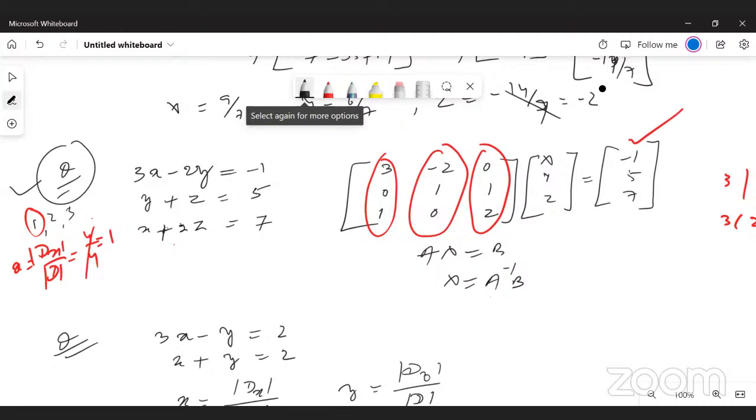Okay, Dy is 8. Now calculate Dz. Similarly, y equals Dy by D, and therefore it becomes 8 divided by 4, which comes to be 2.